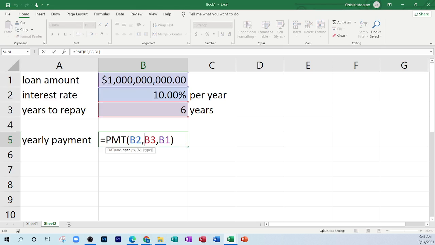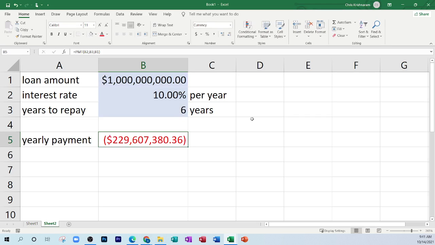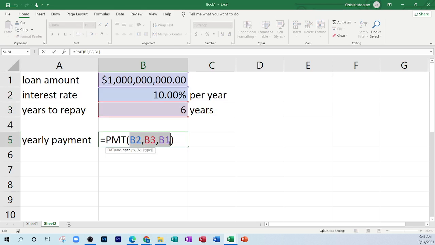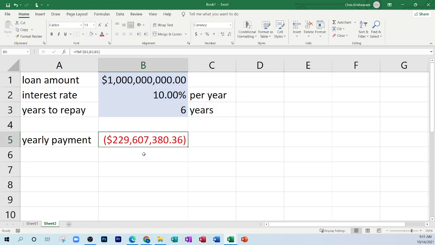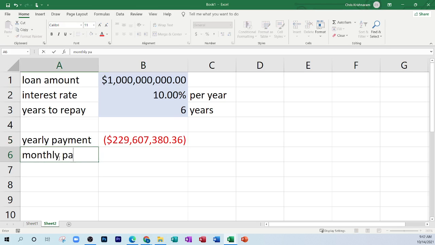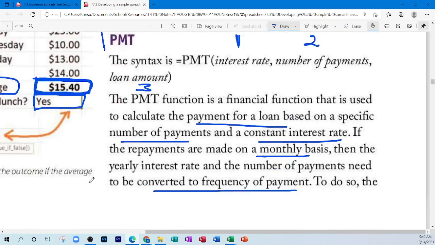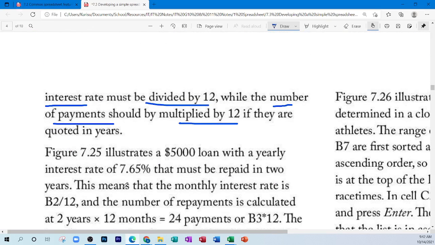Good. So by default, it's going to give you the yearly payment. Say for instance, you're doing an exercise or you're doing a question and they give you the information in years. By default, it's going to be in years. So if you want a monthly repayment, you're going to need to do some conversion. And we actually have the conversion here, but it should be simple to you guys.